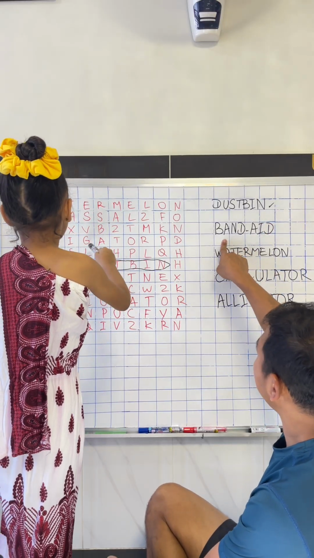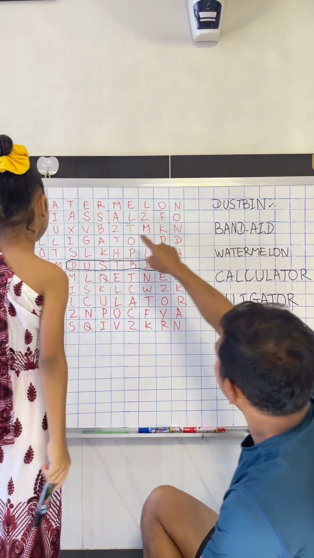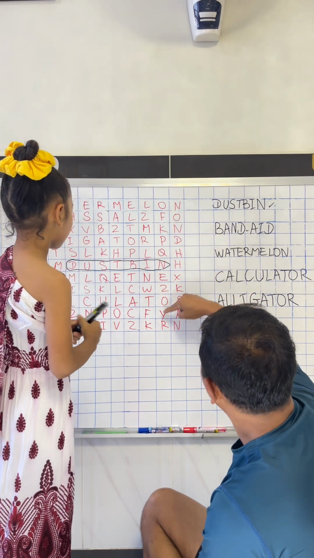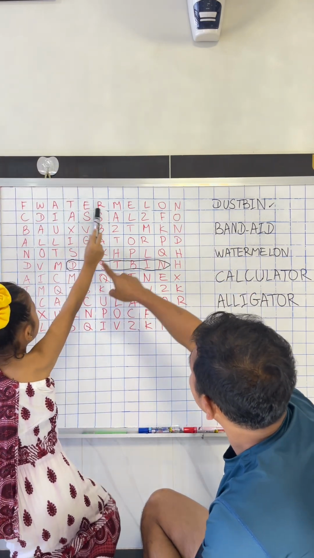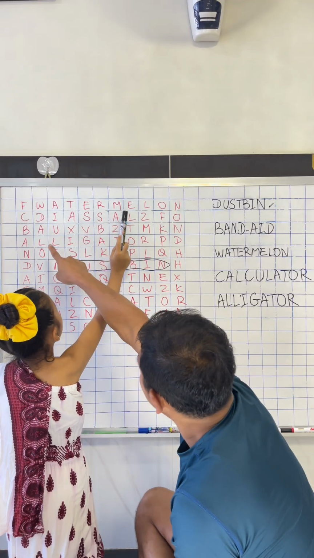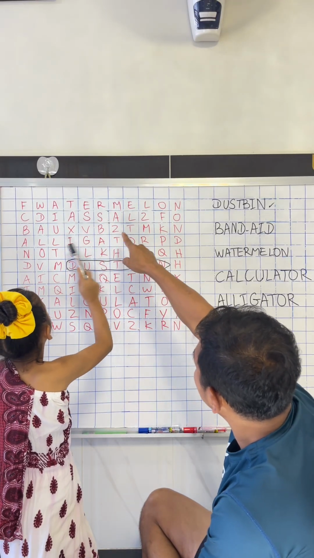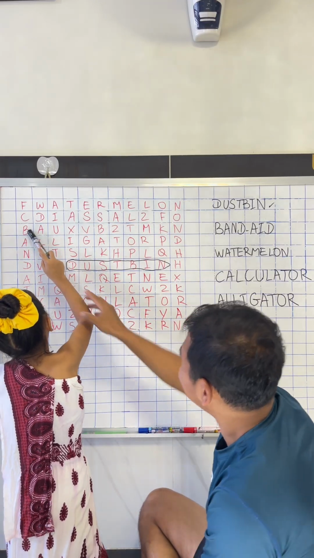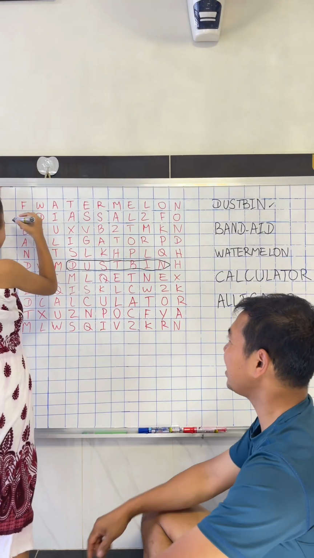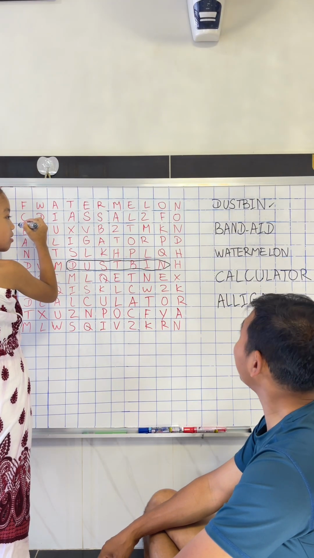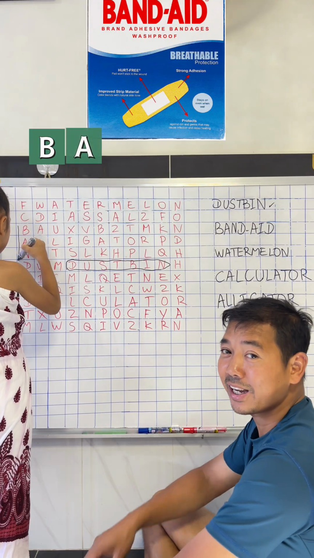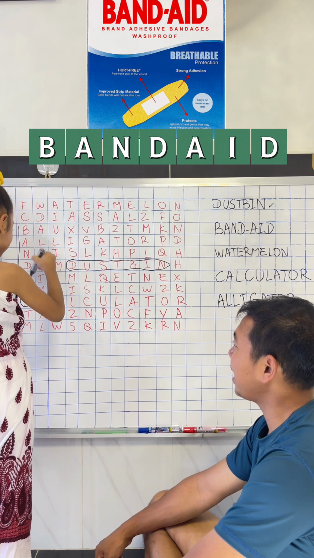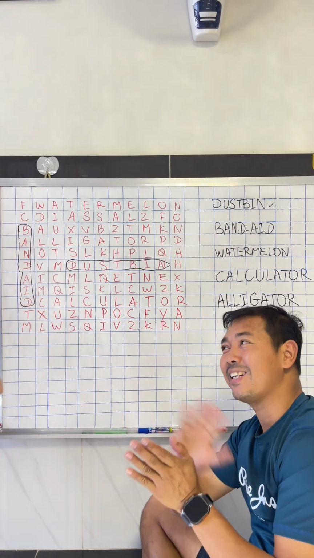Wait. Letter B. I see actor. So here B A K, no. B. Let me see. Check this. B M A N, no, not that. B A N, yeah. B A N D, yeah. B A N D A I D. Band-aid. Okay, ta-da! Band-aid.